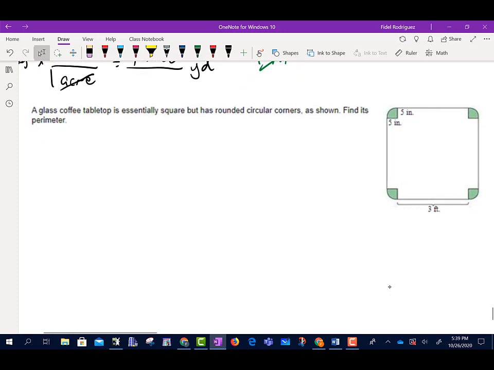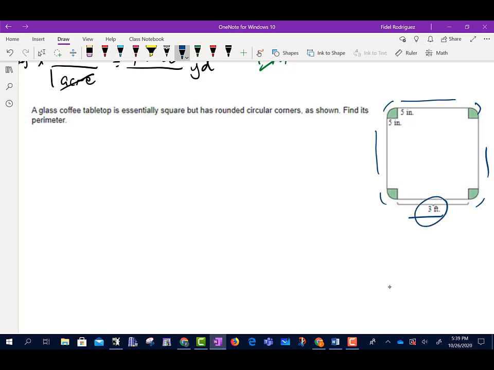Okay. So it says a glass coffee tabletop is essentially a square, but it has rounded circular corners as shown. Find the perimeter. Okay, so remember what the perimeter means. Perimeter means the distance all the way around. So here, here, here, here, plus those 4 corners. Okay? So let's see if we can do the easy part first, the square.